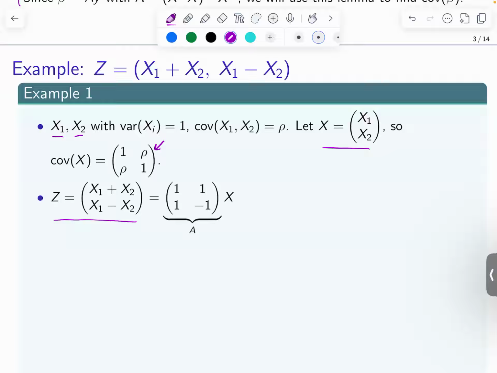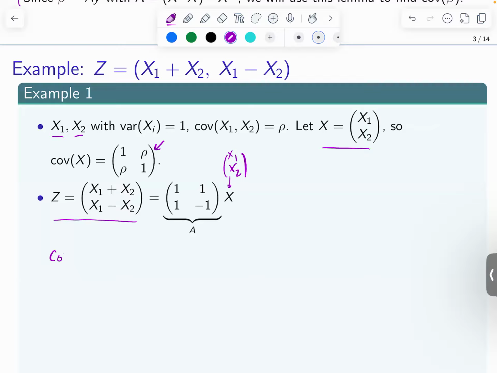The first coordinate is x1 plus x2. The second is x1 minus x2. And it's not hard to see that you can write it as this matrix 1, 1, 1, minus 1 times x1, x2. Like a simple matrix product.